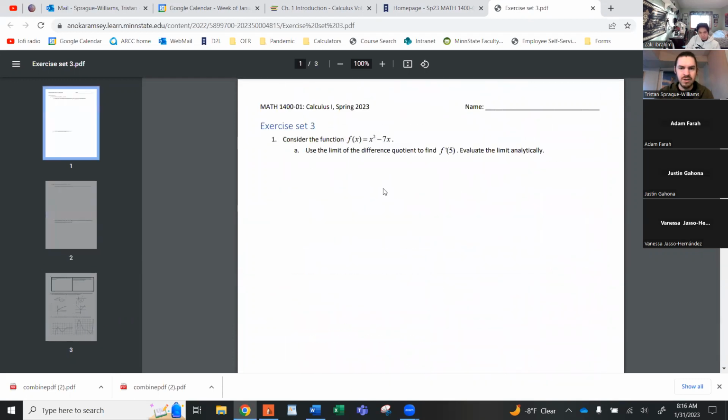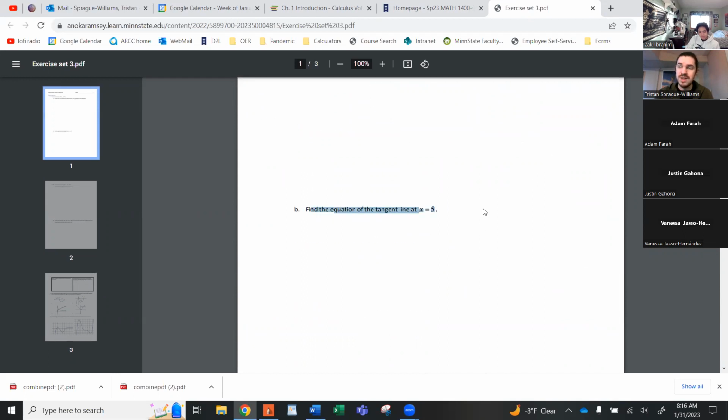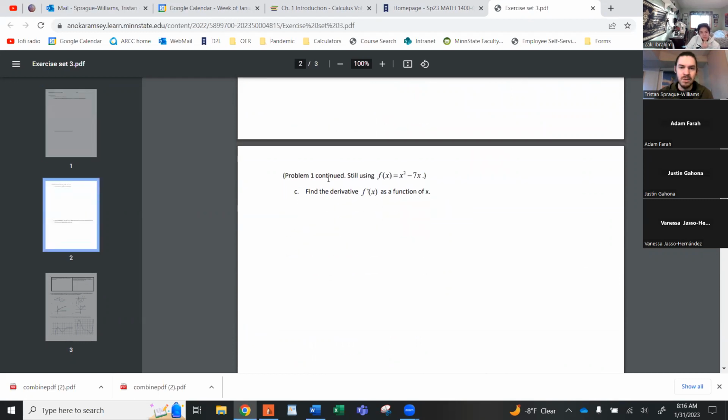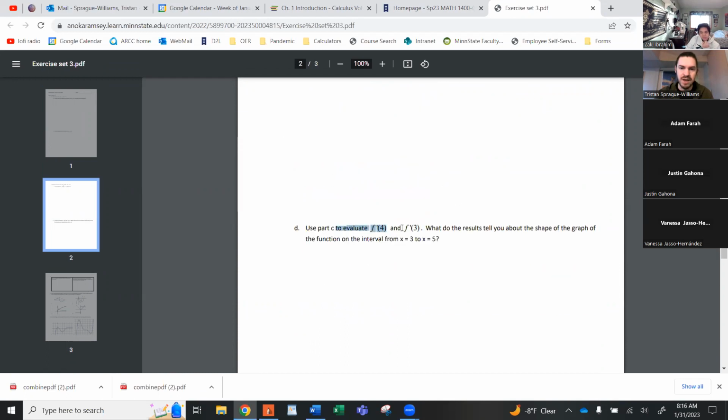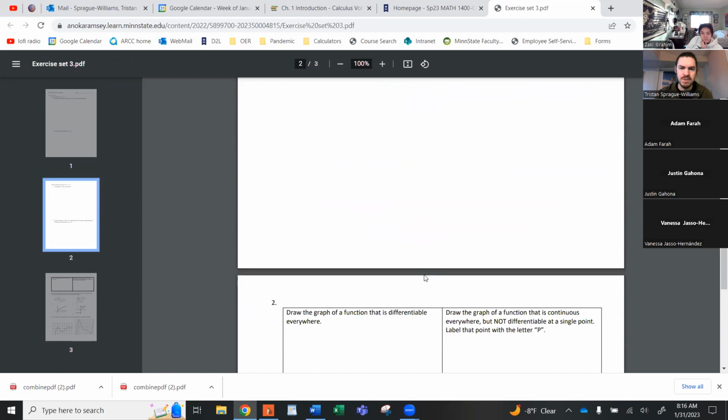So the first 2 pages of exercise set 3 is what we've been working on. Here is a function, and we're evaluating the derivative at a point using the limit definition of the derivative, so the limit of the difference quotient. And then we're finding the equation of a tangent line. I taught you how to do that. And then we're going to generalize that, like I showed you in class yesterday. We're going to find f prime of x as a function, and then use that function to evaluate f prime of 4 and f prime of 3. And then answer a quick question about what that tells you about the shape of the graph.